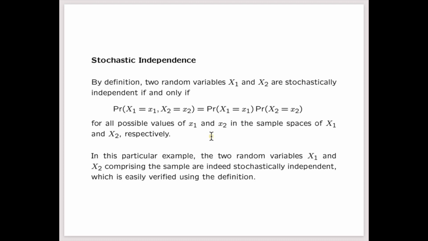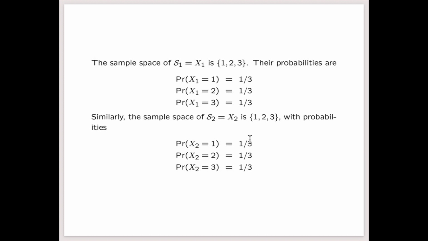Now, in this particular example that we're working, where we're looking at samples of size little n equal to 2 taken with replacement from this population with three values, the two random variables that comprise our sample, X1 and X2, are indeed stochastically independent. And it's very easy to show that by showing that this definition holds.